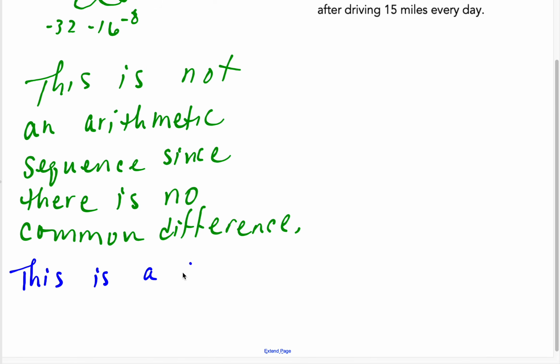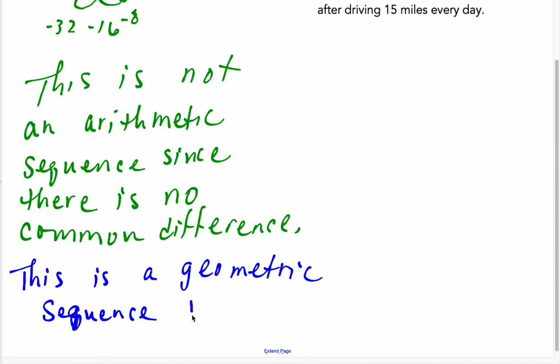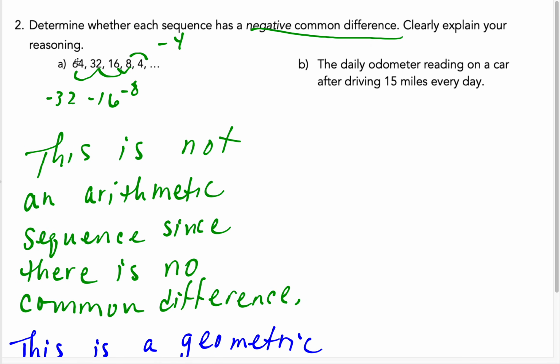This is a geometric sequence. Let's write that again. R is 0.5. That's a common ratio. Looking here, if I take 64 times 0.5, I get 32. Times 0.5, I get 16, and so forth. So this A is not an arithmetic sequence, so therefore it can't have a negative common difference.